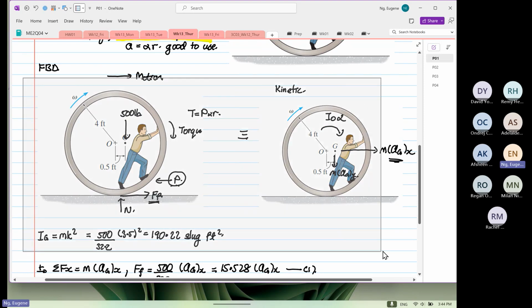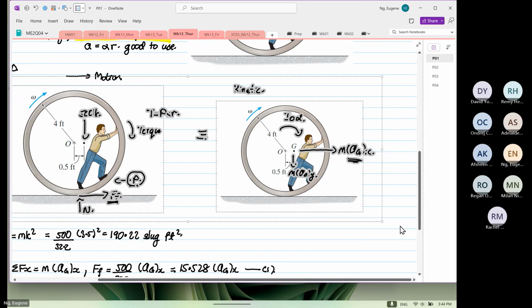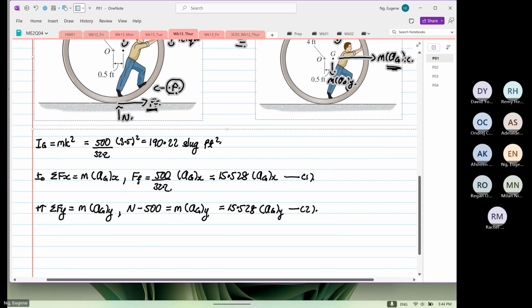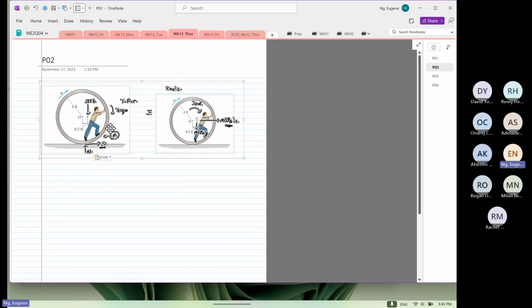I will copy the whole thing. And I know some of you are still writing. I'll leave you to write for a bit. Okay, so I will have the diagram.